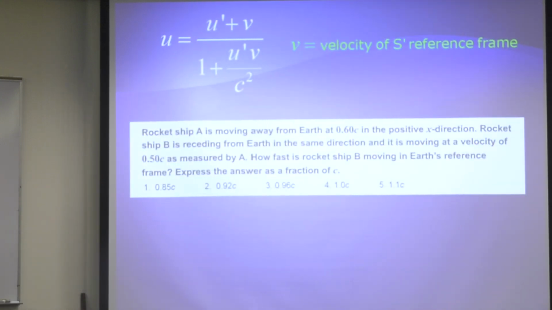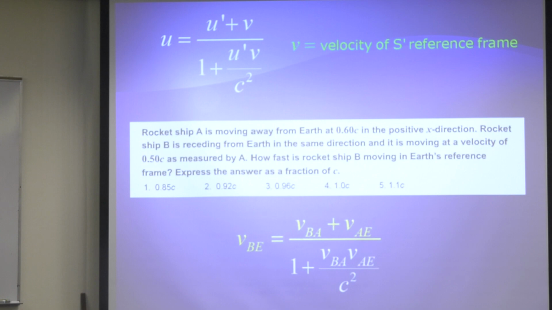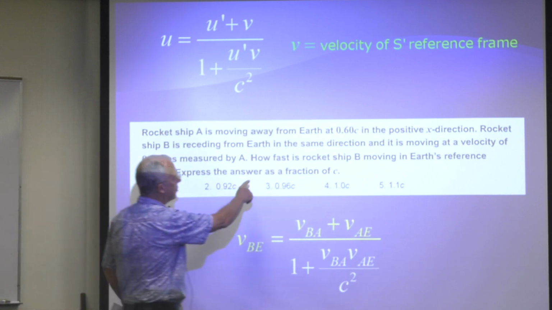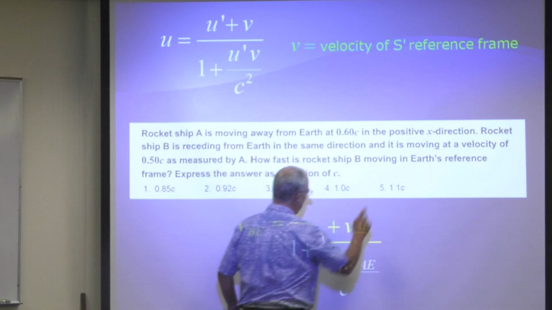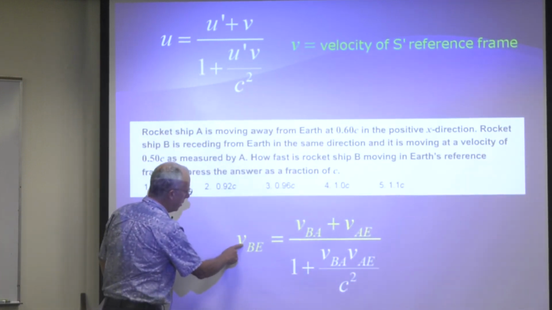Rocket ship A is moving away from Earth at 0.6 c in a positive x direction. Rocket ship B is also moving away from Earth in the same direction. It's moving at 0.5 c, as measured by rocket A. So how fast is rocket B moving in Earth's reference frame? Let's just use the formula. What do we want? How fast is rocket ship B moving relative to Earth? So we want V, velocity of B relative to Earth.